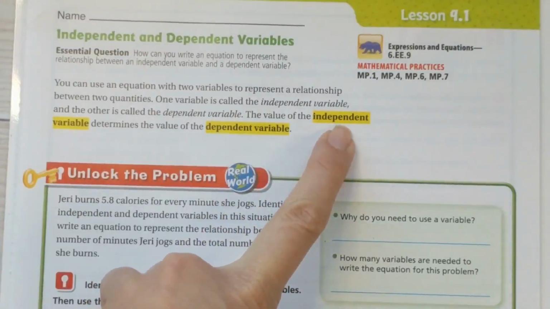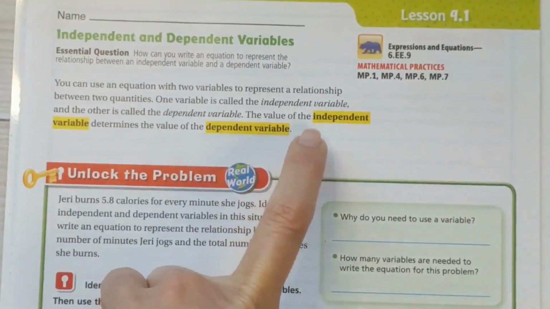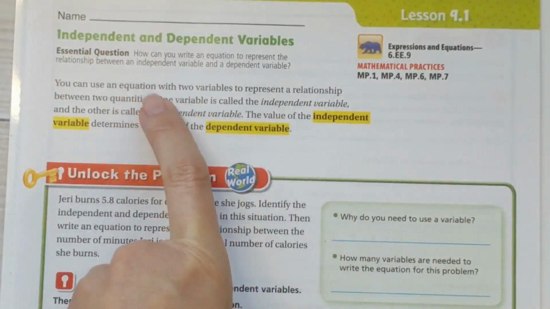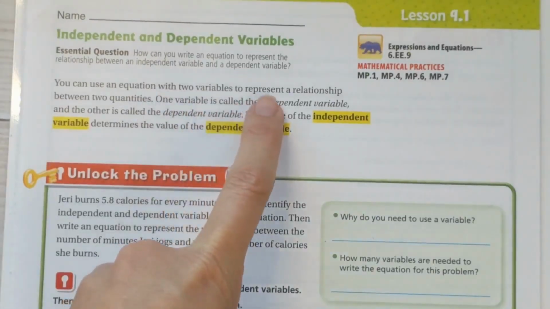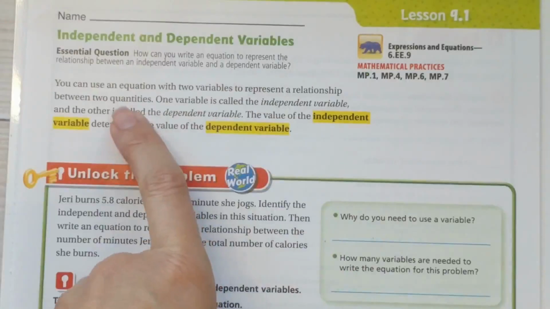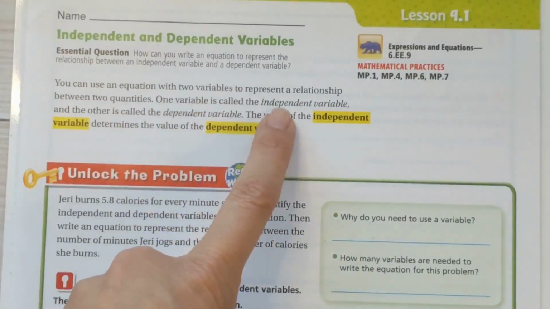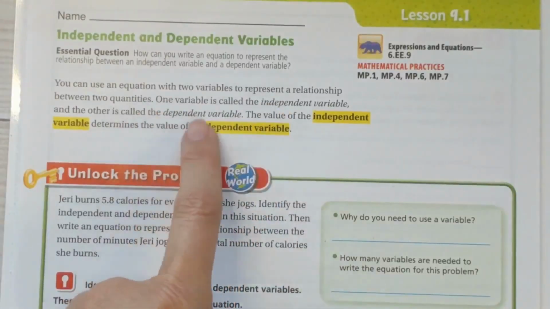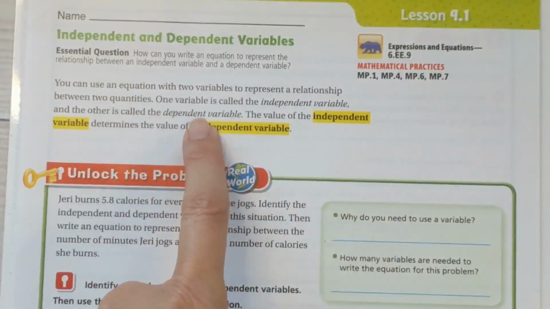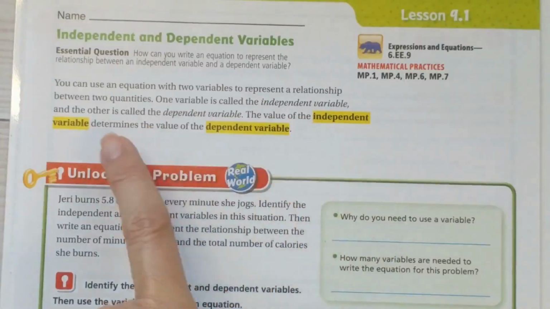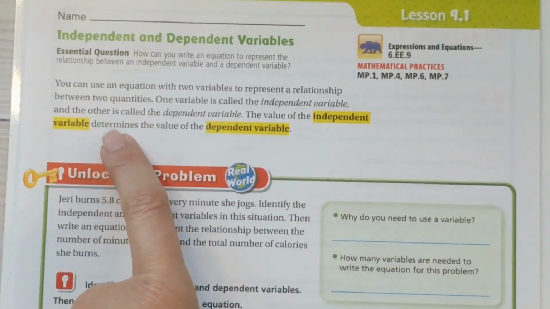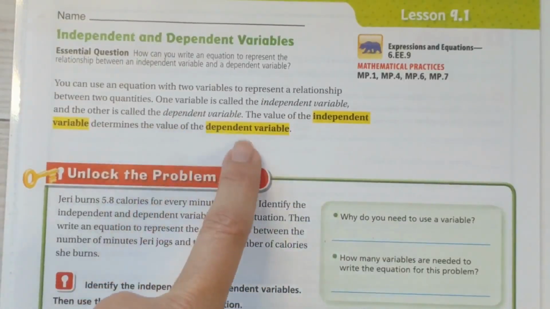Independent influences or controls the dependent variable. So let's read this paragraph. It says, you can use an equation with two variables to represent a relationship between two quantities. One variable is called the independent variable, and the other is called the dependent variable. The value of the independent variable determines or controls the value of the dependent variable.